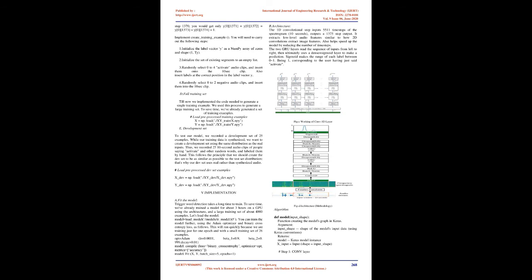Development set. To test our model, we recorded a development set of 25 examples. While our training data is synthesized, we want to create a development set using the same distribution as the real inputs. Thus, we recorded 25 10-second audio clips of people saying activate and other random words, and labeled them by hand. This follows the principle that we should create the dev set to be as similar as possible to the test set distribution. That's why our dev set uses real rather than synthesized audio.